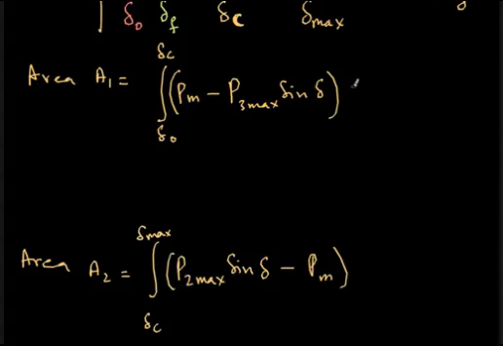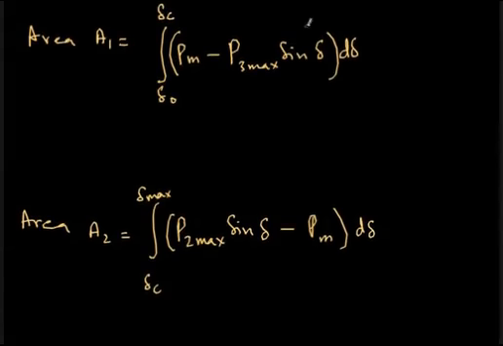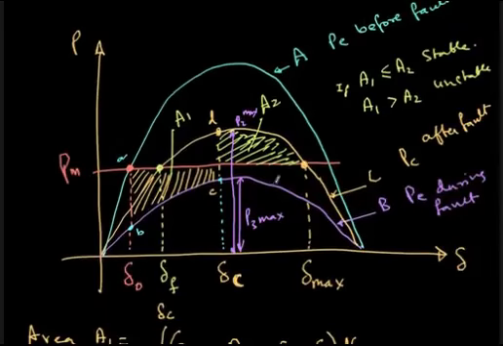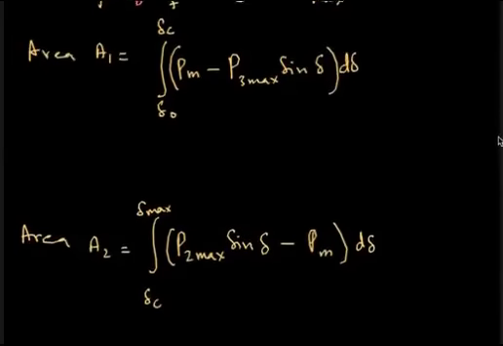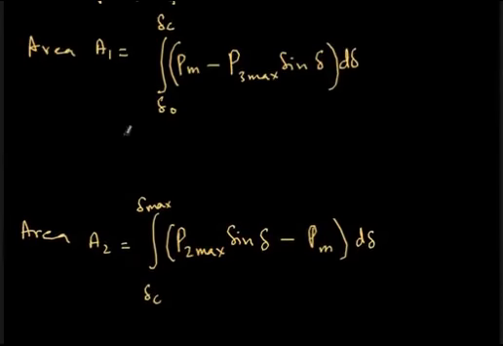By the way, this integration is with respect to d delta. This is also with respect to d delta. Now I have to equate these two quantities. So first take a moment, pause a bit if you want, and see how this area 1 is this and how area 2 is this from the above diagram. Once you have this, then the mathematics is straightforward.